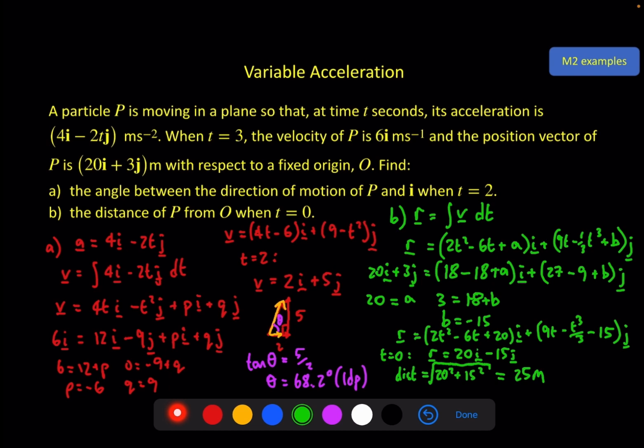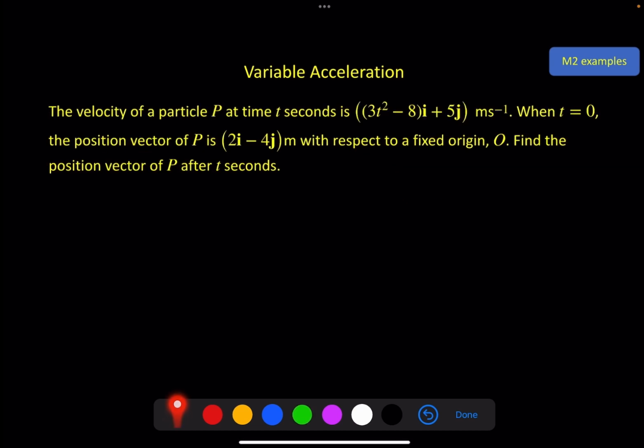On to the next. The velocity of a particle p at time t seconds is this. When t is equal to 0, the position vector is this with respect to a fixed origin O. Find the position vector of p after t seconds. So we're going to integrate this, then use the boundary conditions to find the position vector.